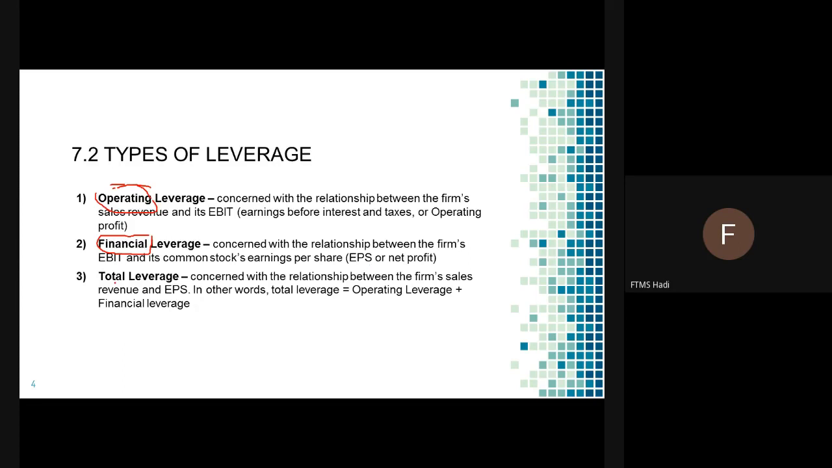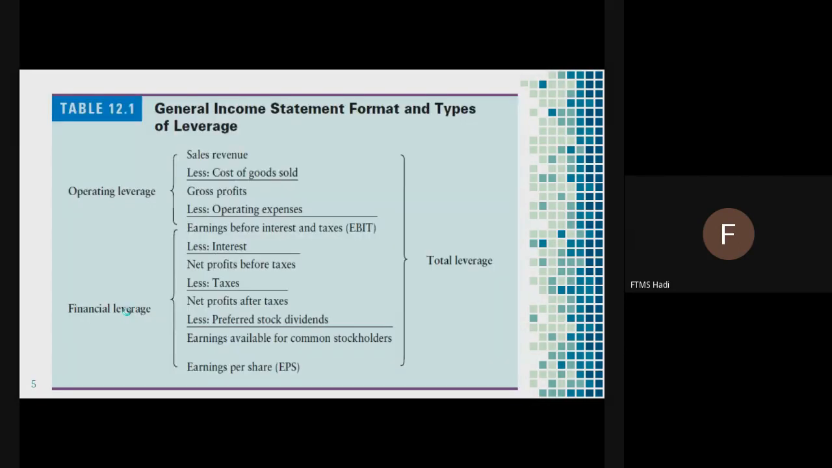And then the last one, total leverage. The word total stands for the combination of number one and number two, concerned with the relationship between the firm's sale revenue and EPS. In other words, total leverage is equal to total operating leverage plus financial leverage. So as you can see here, degree of operating leverage means DOL, financial leverage is DFL, and total leverage is DTL.